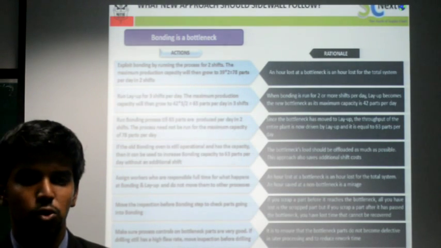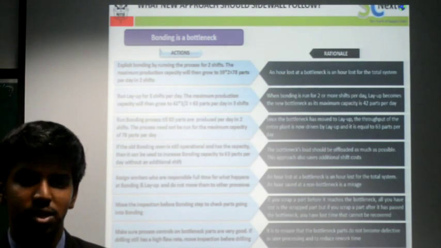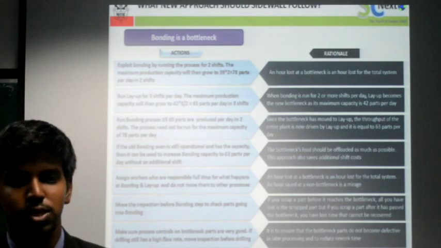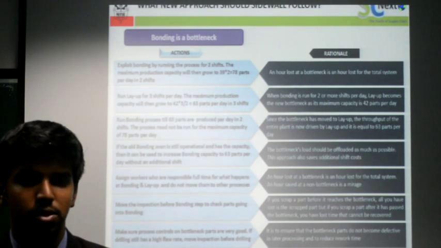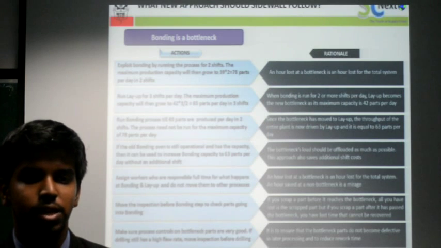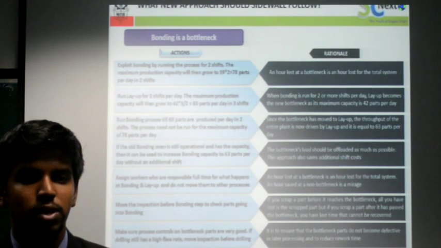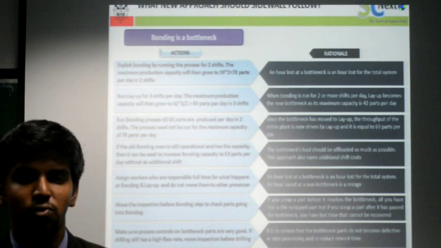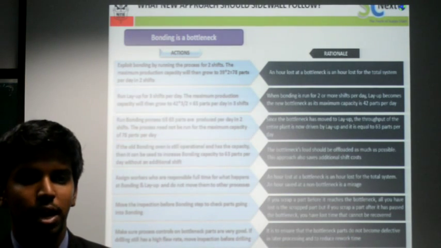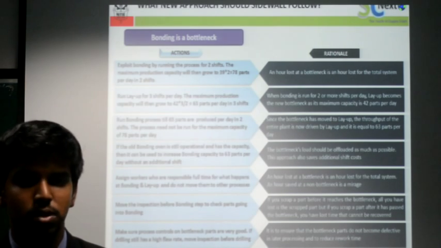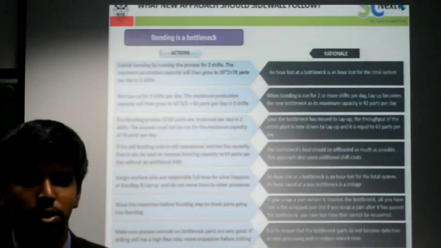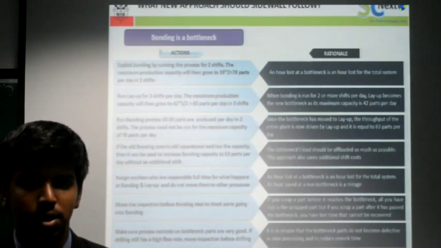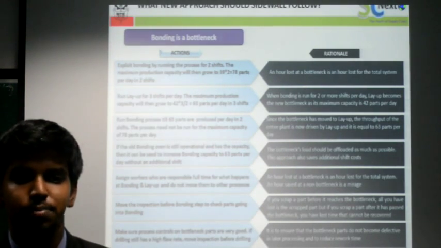The next thing we can do is to see if the old bonding oven is still functional and has the capacity to produce 63 parts per shift along with the new one. Then we need not run an extra shift, which will reduce our operation cost a lot. Once we have decided how much time we should run each operation, we need to assign workers who are responsible full time for what happens at bonding and layup and make sure we don't move them to other processes for expediting orders. We do this because an hour lost at the bottleneck is an hour lost for the total system, but an hour saved at a non-bottleneck is a mirage.